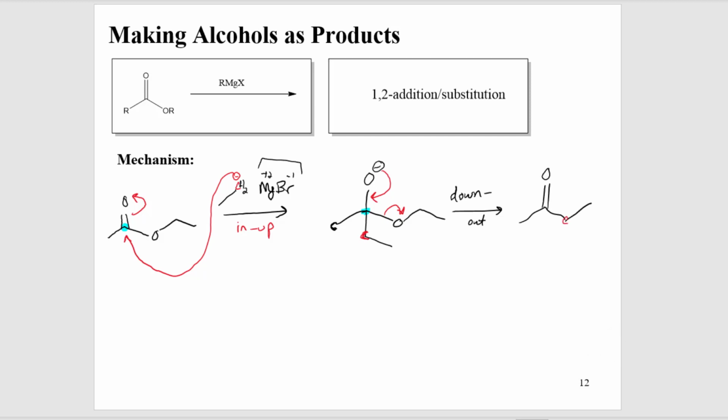Where does that leave us? Leaves me with carbon on the left, carbon on the right. I've got a ketone. I kind of shoved off this O minus with the ethyl. So the ethoxide group just kind of went away. All right, so I know that ketones are susceptible to reactions with Grignards. So it's going to keep going. It's going to do it again.